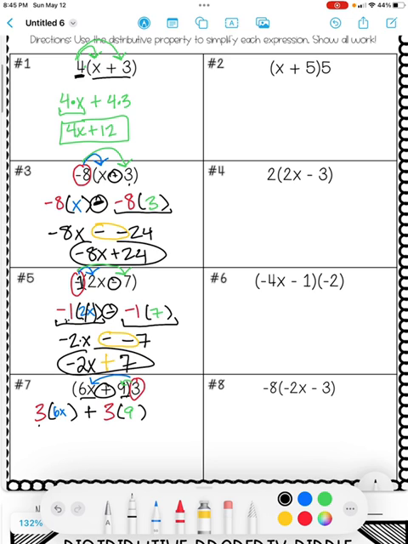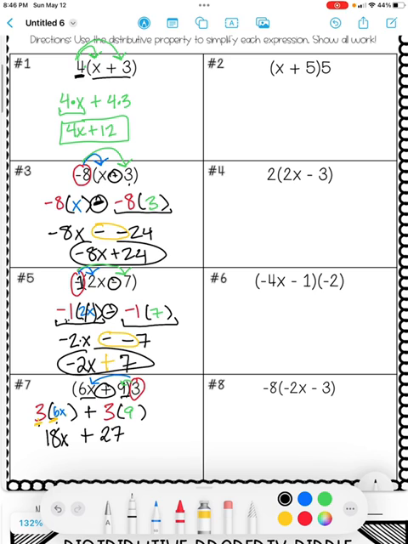We've got 3 times 6x. This is just 3 groups of 6x each, so I'd have 6x in the first group, 6x in the second group, and 6x in the third group. So I'd have 6 and 6 and 6, or 18 x's. Essentially, you're just multiplying the two numbers, because I can multiply in any order. Instead of doing 6 times x first and then times 3, I can do 3 times 6 first, which is 18. So I'll have 18x plus 3 times 9, which is 27.